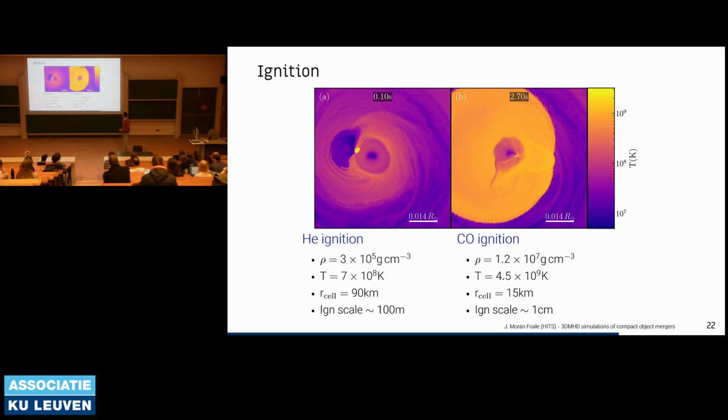For example, in the helium ignition, we measure this density, this temperature, our resolution is 90 kilometers, this would take place in 100 meters. But in 1D, this leads to an explosion. Okay, fine. In carbon ignition, we do the same. We measure density and temperature. In 1D, they say this explodes. Okay, let's hope that it does. But this is a big drawback of all 3D simulations of type Ia supernova. We have this uncertainty of whether or not this actually happens.